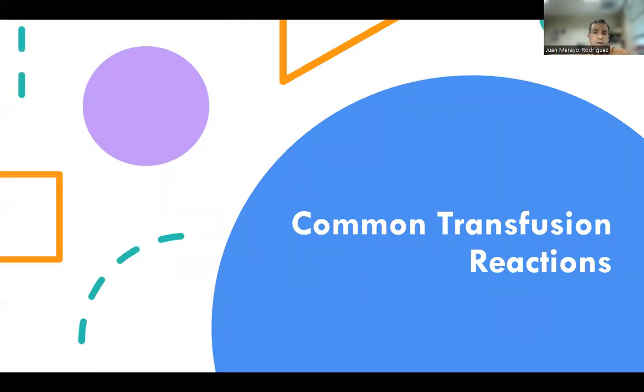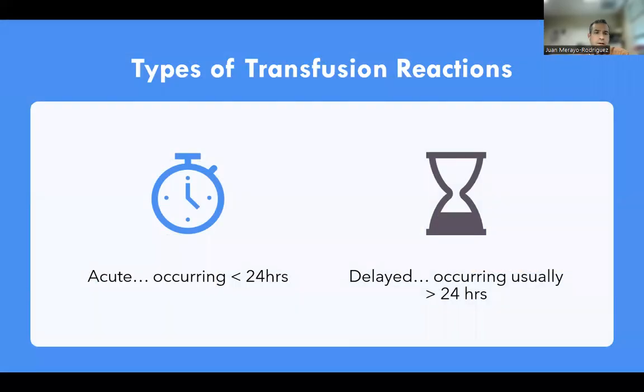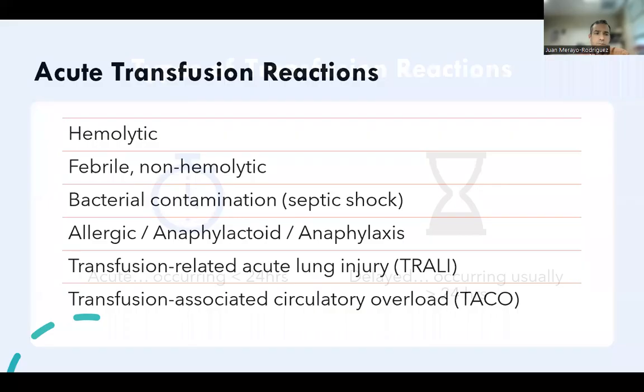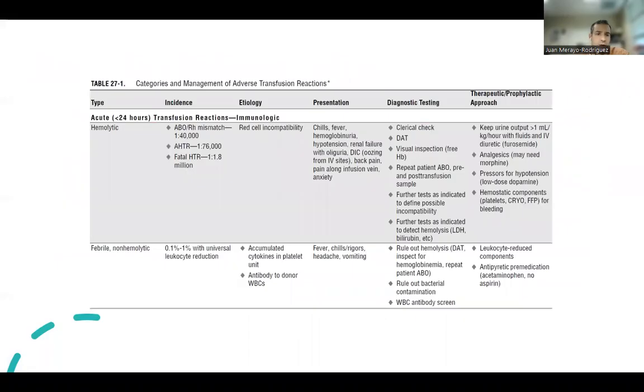Now we're going to concentrate on a few common transfusion reactions. First, let's define how you classify transfusion reactions, and one way is to define it as acute or delayed. The acute one is going to be less than 24 hours, and delayed is going to be over 24 hours. These are some of the acute transfusion reactions that can happen. They include hemolytic, febrile non-hemolytic, bacterial contamination that can lead to septic shock, allergic, anaphylactoid or anaphylaxis, transfusion-related acute lung injury, and transfusion-associated circulatory overload.